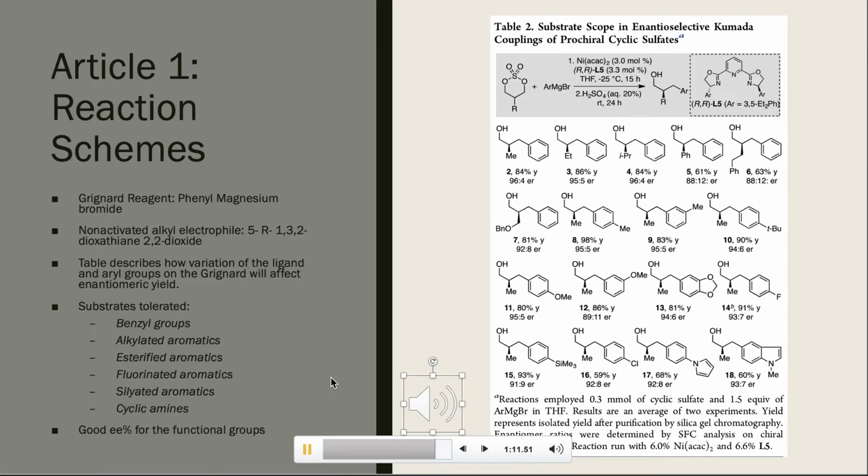As far as application goes for this reaction, there wasn't a set application. Future work involves applying the catalyst to other chiral auxiliaries.